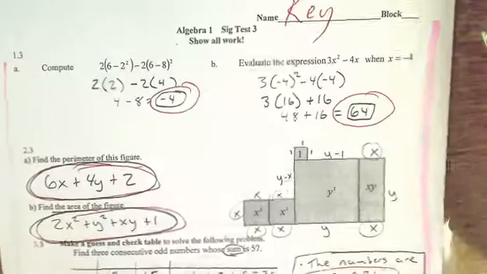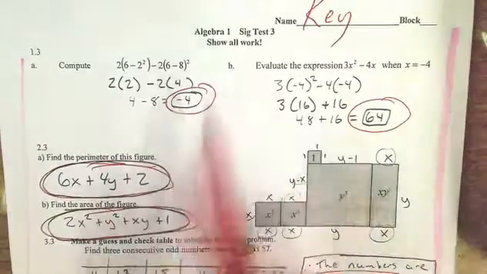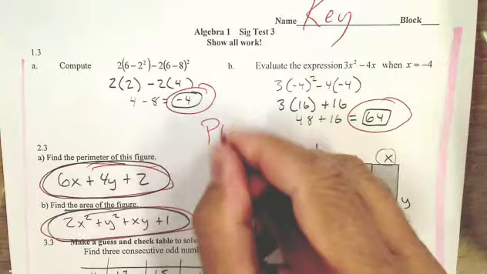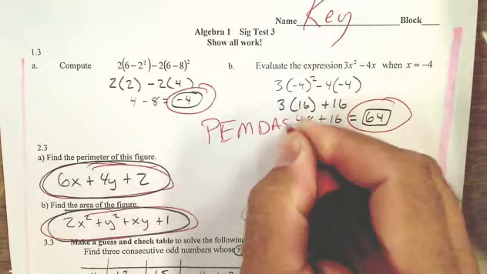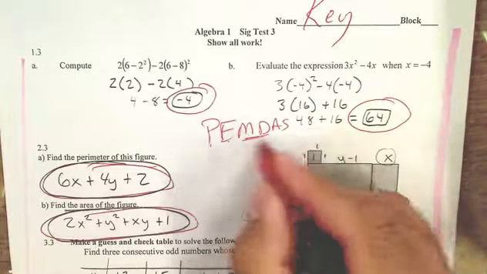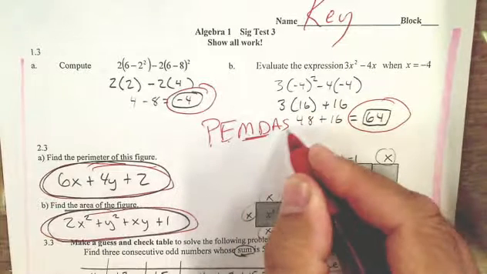All right, this is Sig Test 3. Please excuse my dear Aunt Sally. It means I have to do what's inside the parentheses first, and then any exponents. Then I do multiplication and division from left to right, and then addition, subtraction.